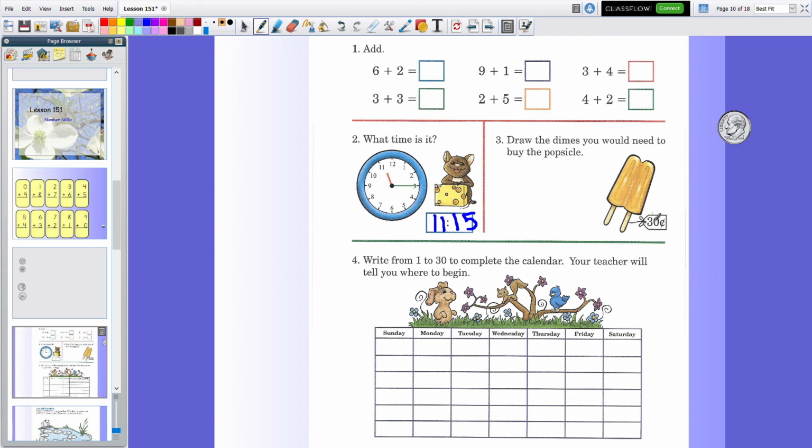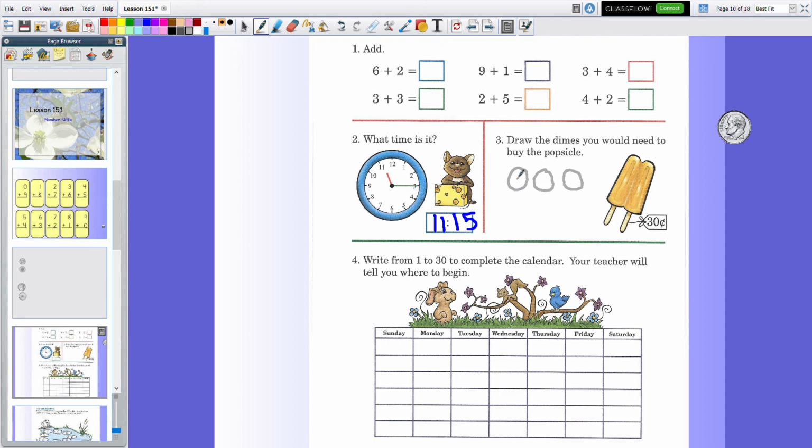And it's worth how many cents? 30 cents. So I'm going to go up here and use silver because dimes are silver. So what do we count when we count dimes? We count by tens. Okay, are you ready? Make a dime and go 10, 20, and what's this one? 30.